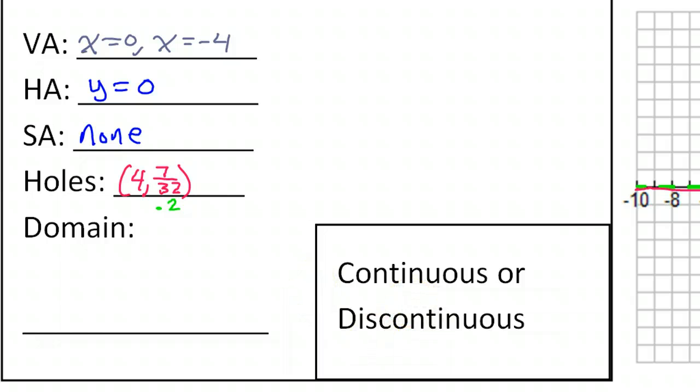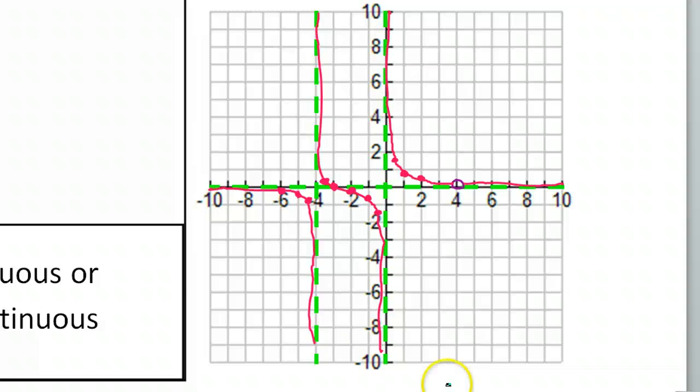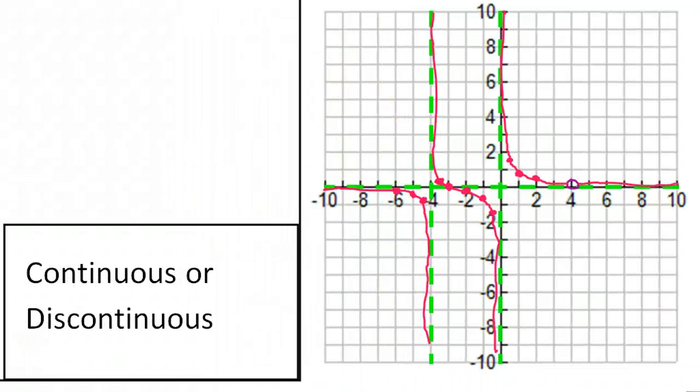So I just want to know, is this graph continuous or discontinuous? Alright, continuous means it's unbroken. Discontinuous means it's broken into parts. Clearly this is discontinuous. I've got these three different, well, technically 4 different parts here. So this is definitely discontinuous. Okay, so I'm going to circle that.